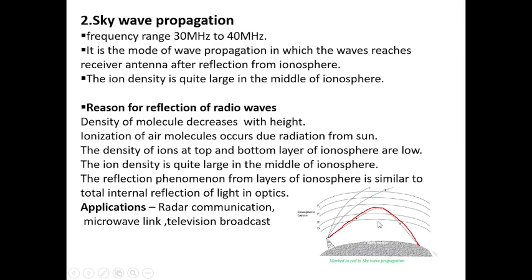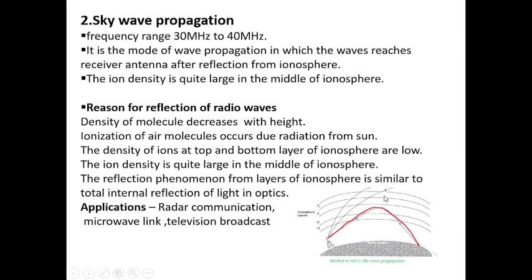So what is the ionosphere? The name itself indicates it contains a large number of ions. First of all, why do we have ions? The atmosphere contains different molecules, and these air molecules absorb the sun's energy and get ionized. So at different layers of the atmosphere we have ions because of the absorption of sunlight. And why we have a reflection at one particular layer, that we are going to understand.